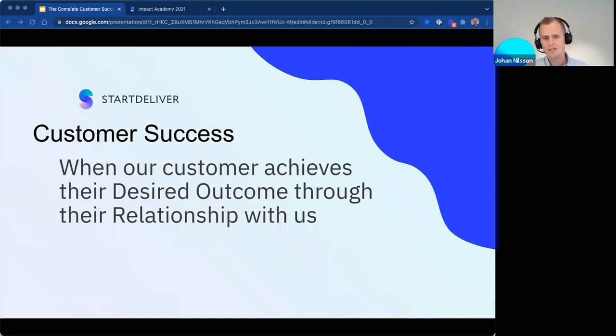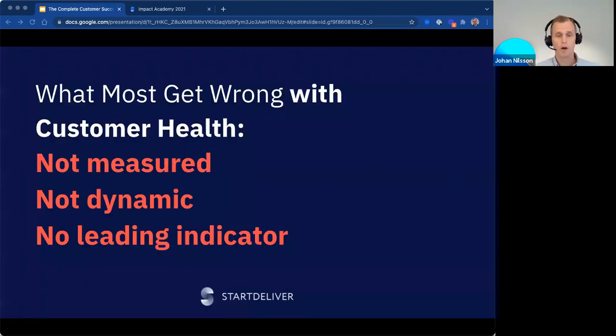But to measure this, we usually end up looking at some customer health score. And this is, of course, home turf for us at Start Deliver. We see this a lot, and we see a lot of what people are struggling with here, and why people don't get an efficient customer health score.